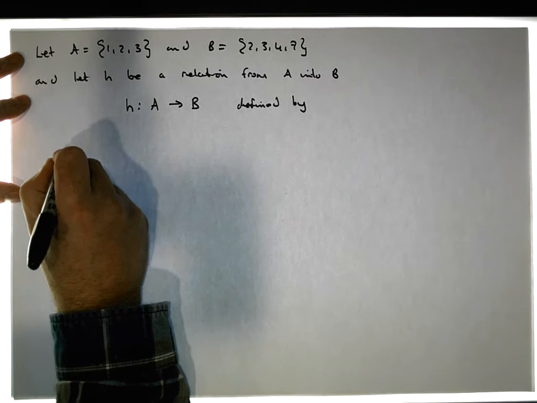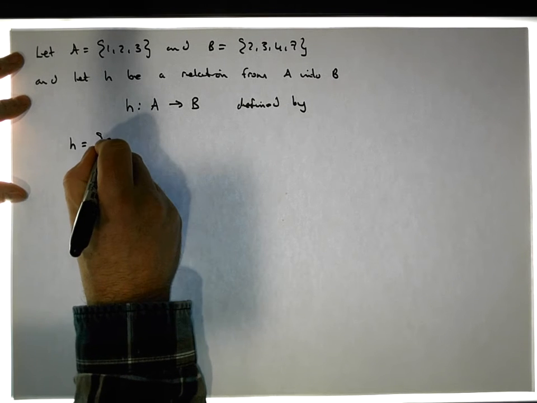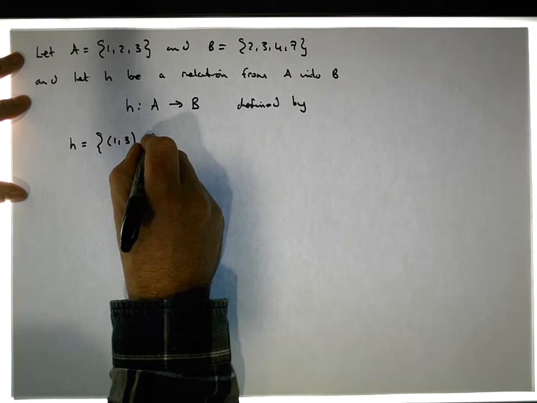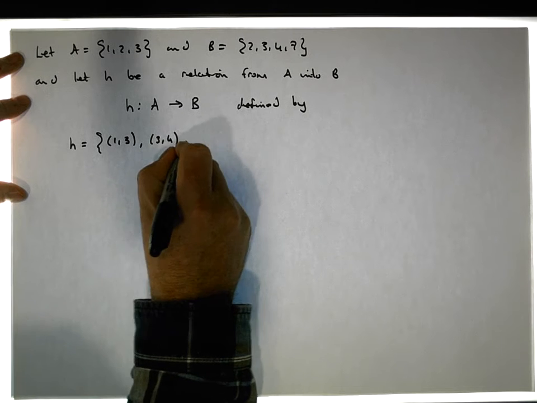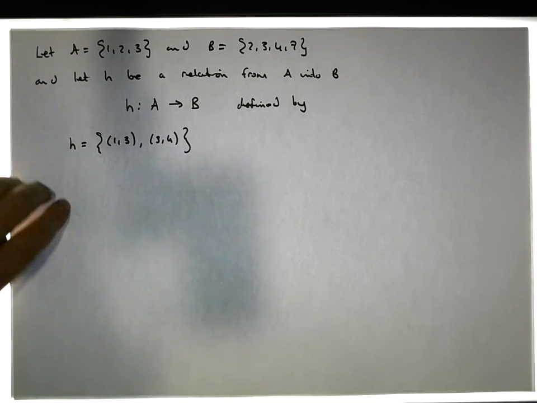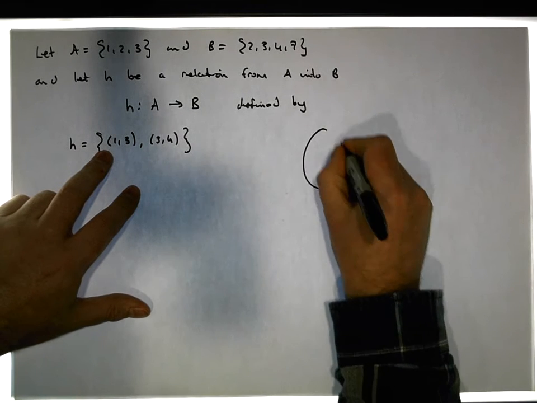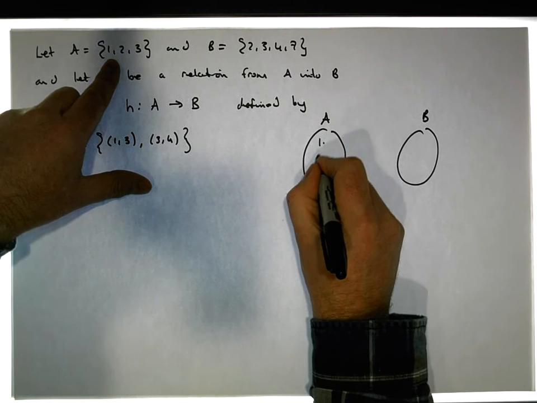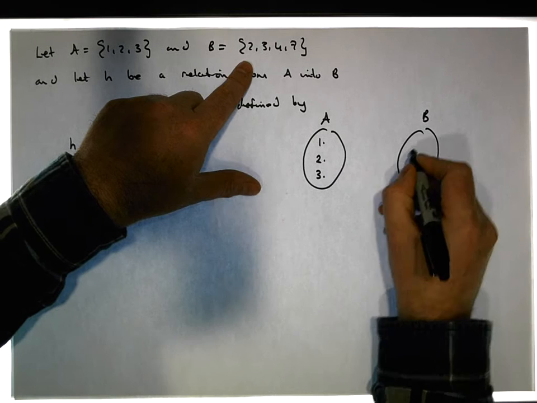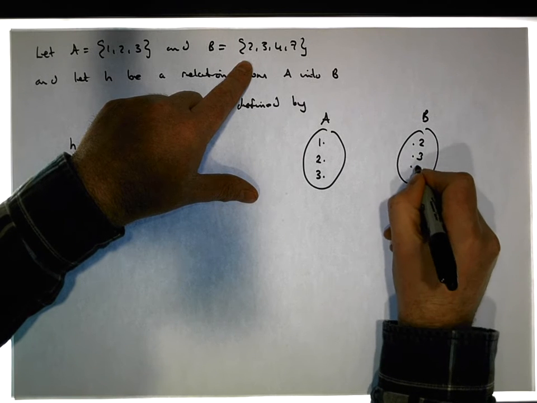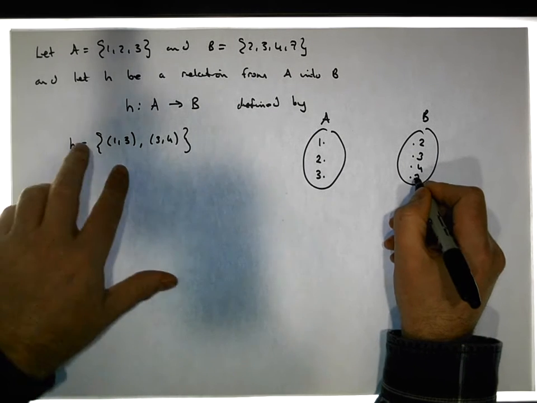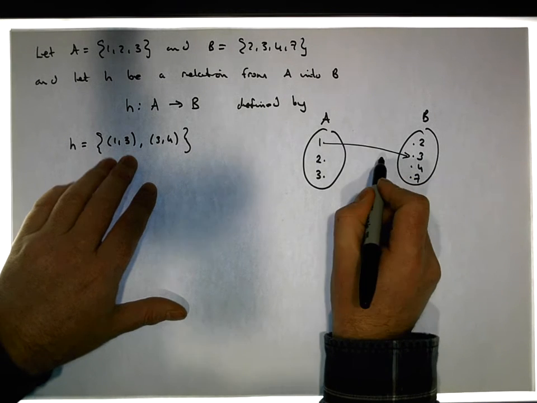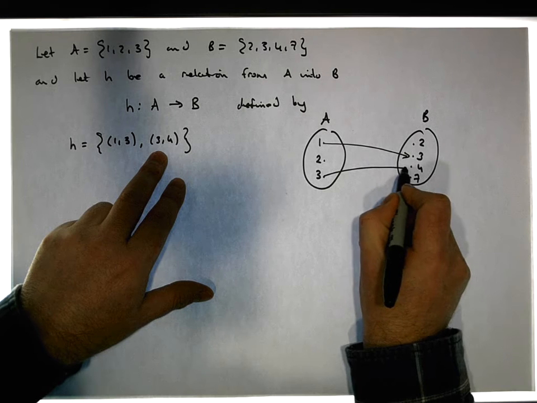Where H is equal to the set of ordered pairs. We have 1 is taken to 3. We have 3 is taken to 4. And let's just leave it like that. So what does the mapping look like? We have our set A, we have our set B. A contains the values 1, 2, and 3. B contains the values 2, 3, 4, and 7. And the mapping is defined to be 1 is taken to 3, and 3 is taken to 4.